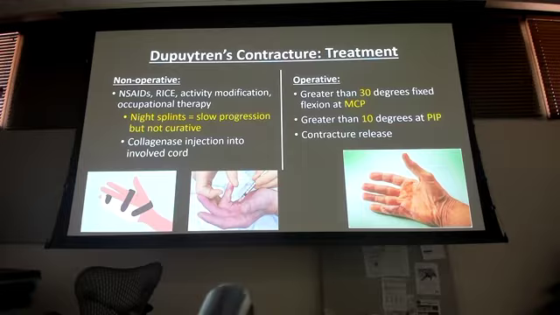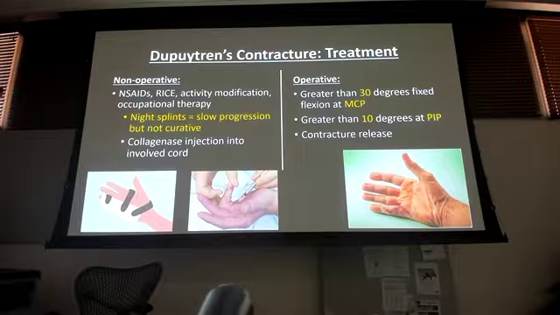Okay? Collagenase injections into the involved cord. Won't get into that. I've actually looked into that. The military doesn't really do those. Those injections are expensive. But that's the only thing in clinical studies that has been shown to make any kind of difference in the progression. So hopefully, I can find a sponsor to pay for it because they're expensive.